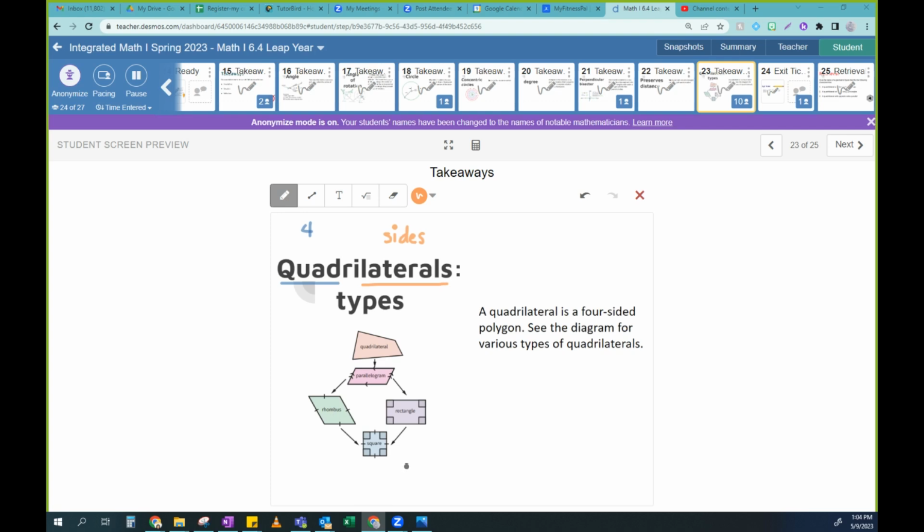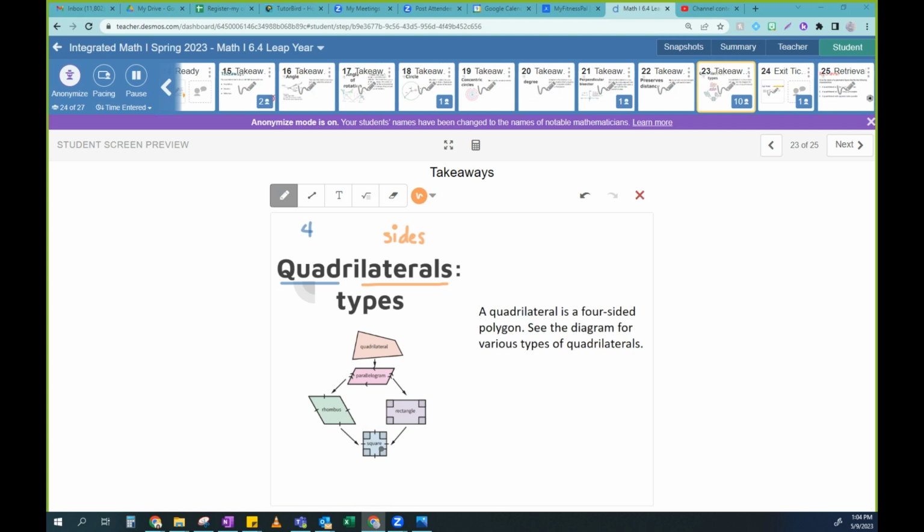Okay, let's see. Is a parallelogram a square? Not necessarily. Not every parallelogram is a square. Some parallelograms are squares. Does that make sense?